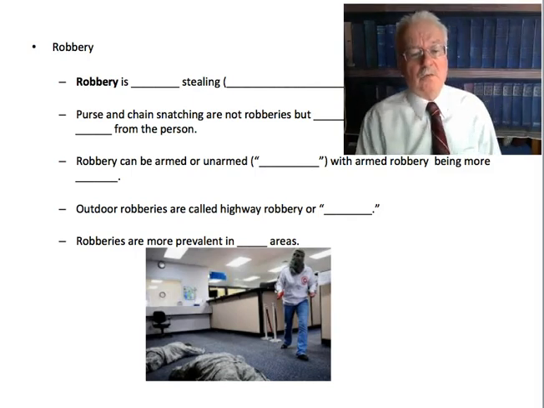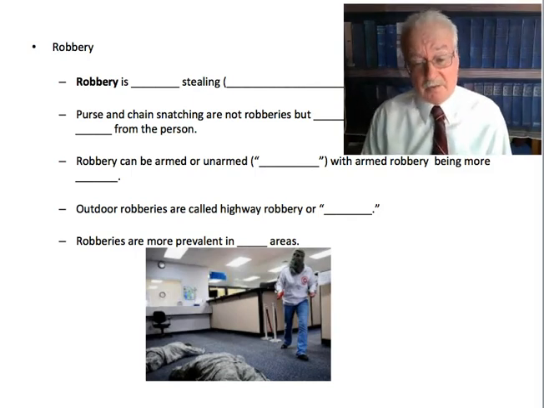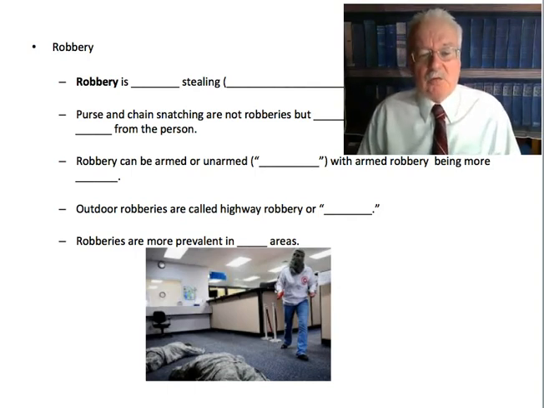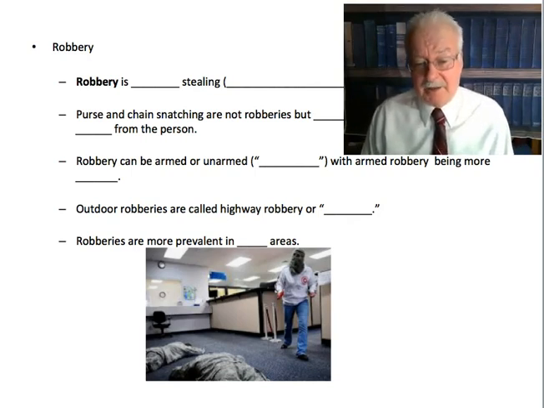Okay, so robbery can be armed or unarmed. And an unarmed robbery is called a strong-arm robbery. Armed robbery, of course, is more serious because a weapon is involved, knife or a gun usually. It could be a stick or a club. Outdoor robberies are called highway robberies. In the old days, Robin Hood and merry old England. Today, though, we call outdoor robberies muggings.